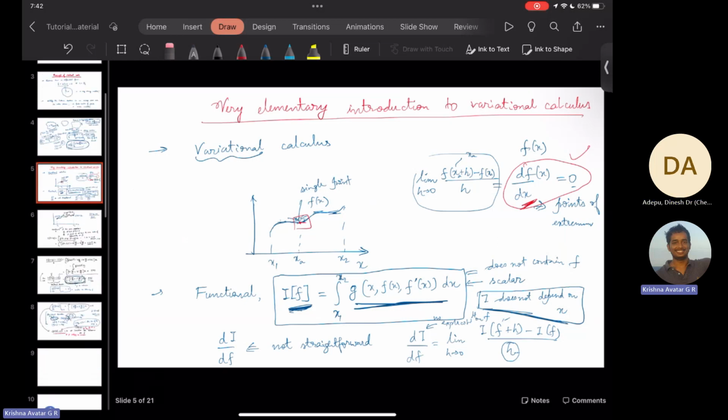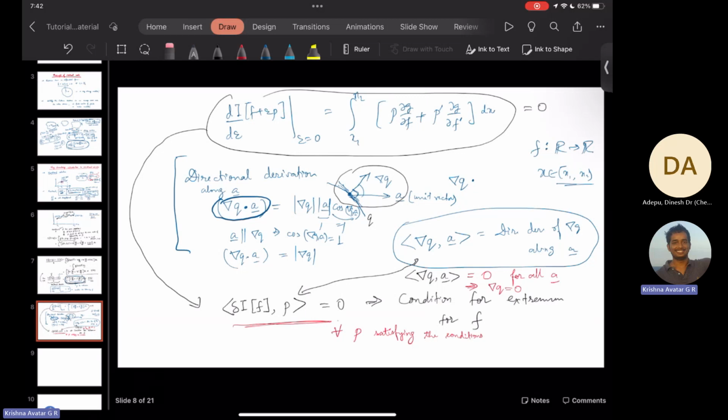So these ideas we want to carry over even to functionals. What we clearly see here is, if the directional derivative of q along a, sorry, actually I had made a mistake here. This is known as the directional derivative of q along a, because we are looking at the rate of change of q in a direction. That's why it's directional.